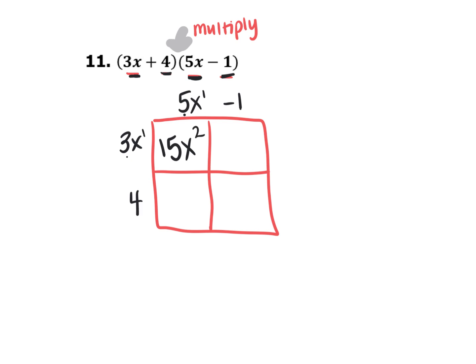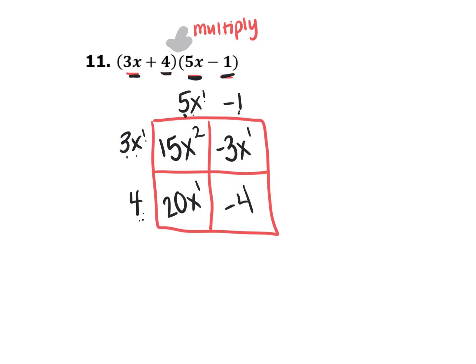All right, let's do the next box. 5 times 4 is 20. There's no x's on the 4, but there is an x to the first on the 5, so I'm going to say x to the first. All right, let's go ahead and multiply. What's negative 1 times 3? So that's negative 3. There's not an x on the negative 1, but there is an x to the first on the 3, so let's bring it over. And then we have negative 1 times 4, which is negative 4.